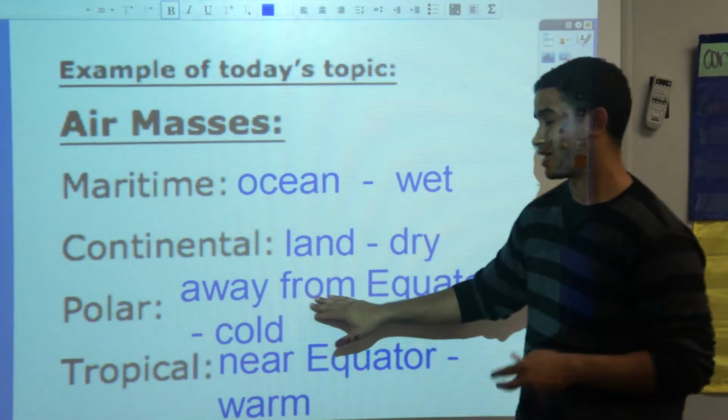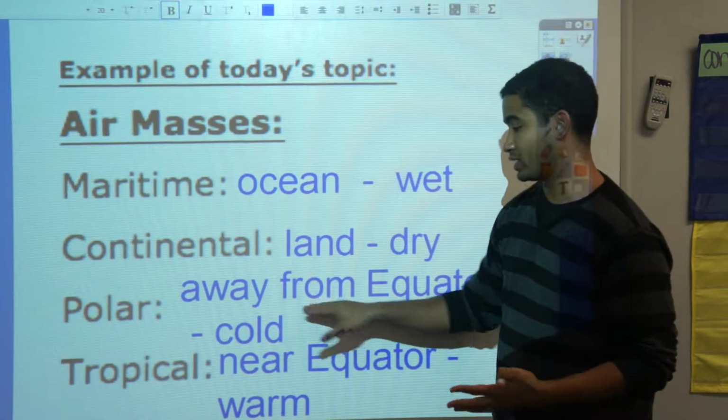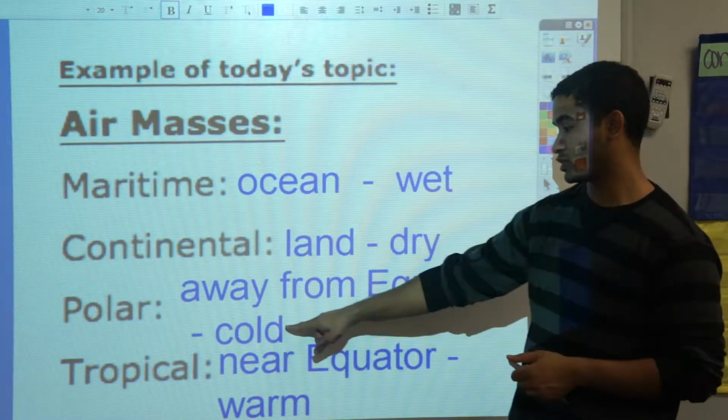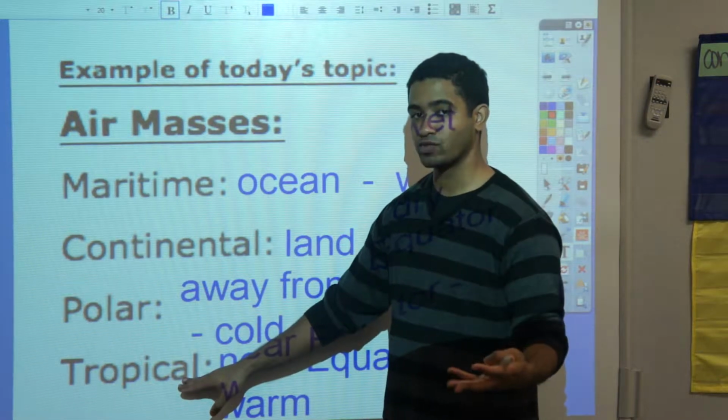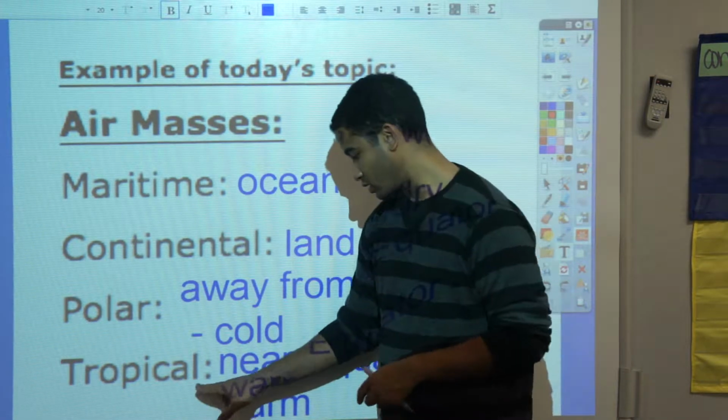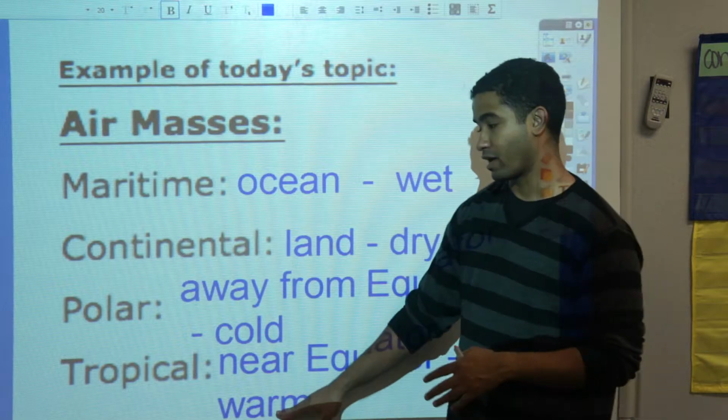Polar means that the air started in a cold place away from the equator, so it's cold. And tropical means that the air mass formed, the air mass was created, the air mass was born near the equator, meaning that the air is warm.